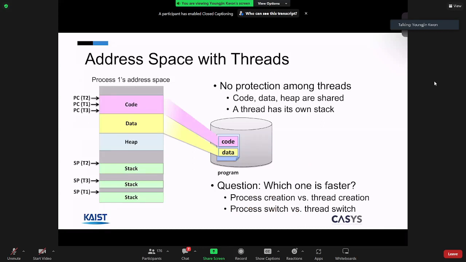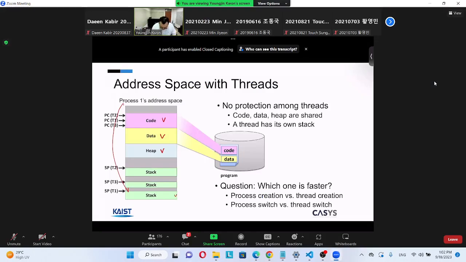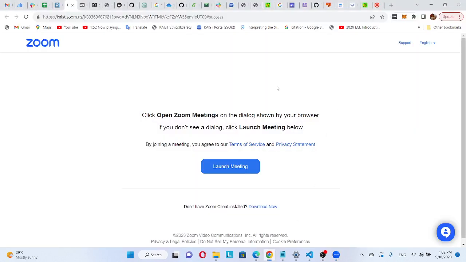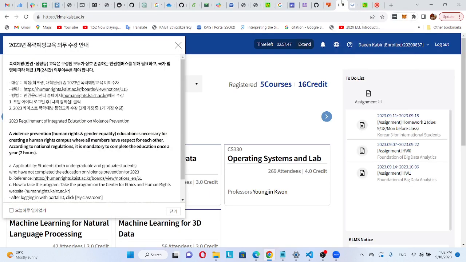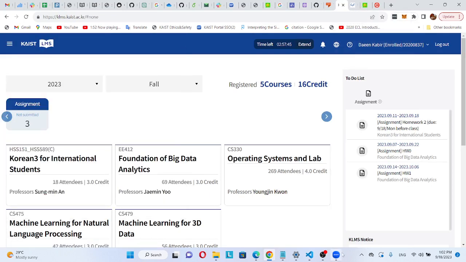So threads are not protected from each other. Within a single process, threads share code, data, and heap, and each has a separate stack. That address space sharing means that there's no protection between threads. That leads to lightweight creation and management of threads compared to processes.